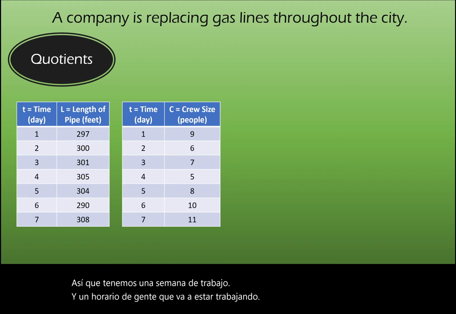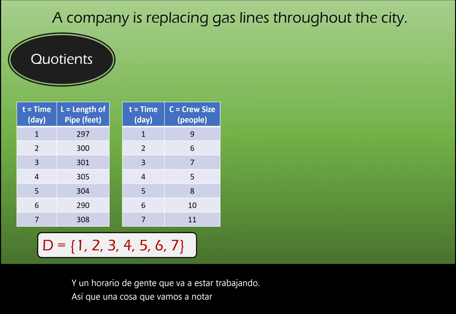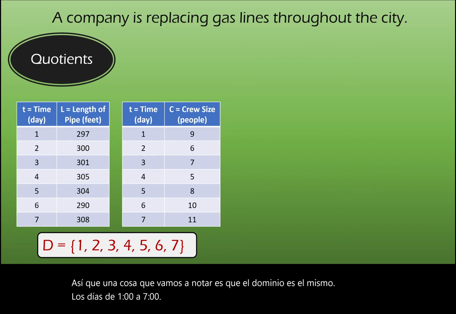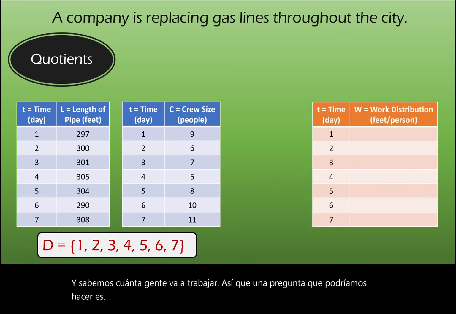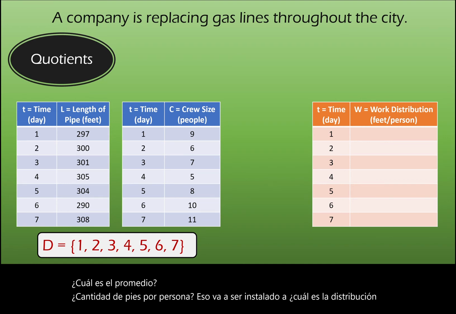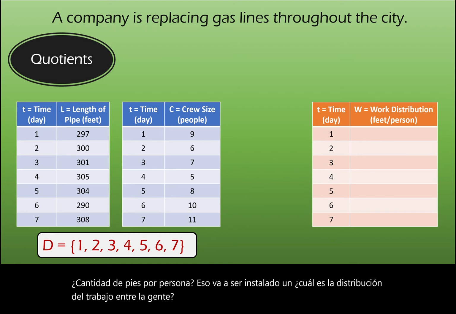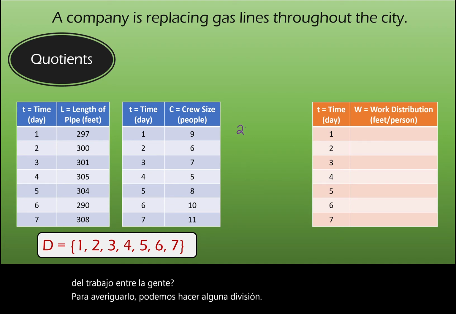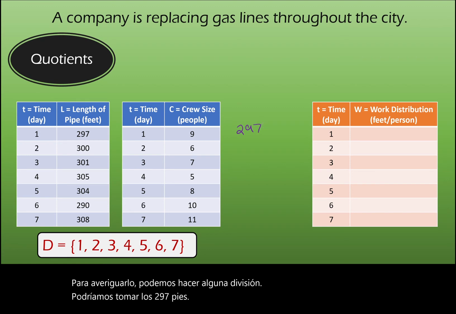So one thing that we're going to notice is that the domain is the same, the days from 1 to 7. Thinking about the relationship here, we have a certain amount of pipe that needs to be installed, and we know how many people are going to be working. So one question we might ask is, what is the average amount of feet per person that's going to be installed? Okay, what's the work distribution amongst the people? In order to figure that out, we can do some division. We could take the 297 feet of pipe and divide it by the 9 people that are going to be working.